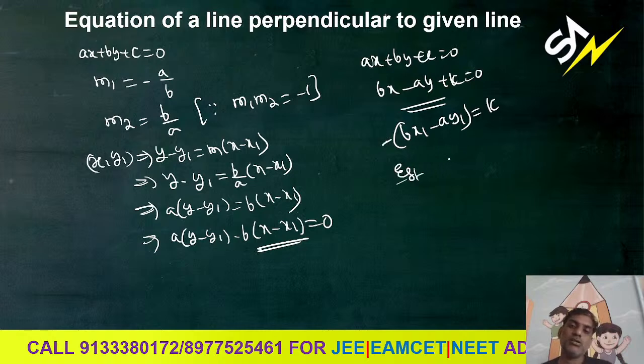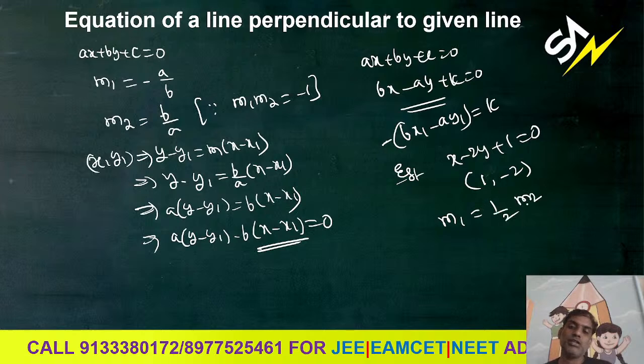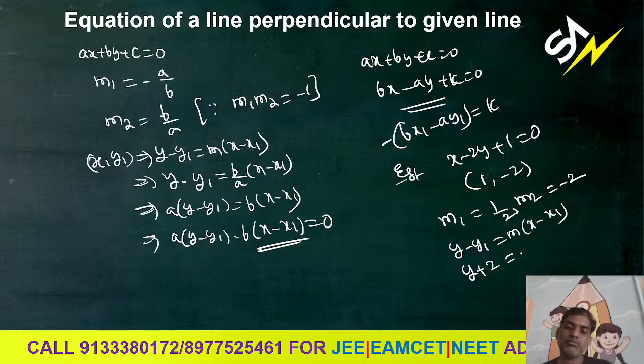The example is x minus 2y plus 1 is equal to 0, passing through the point (1, minus 2). So what is the slope first? We can first write the slope, m1 is equal to 1 by 2. Then m2 will be equal to minus 2. Then the equation will be y minus y1 is equal to m times x minus x1. So y minus of minus 2, that is y plus 2, is equal to m, which is minus 2, into x minus x1, that is 1. So y plus 2 is equal to minus 2x plus 2.